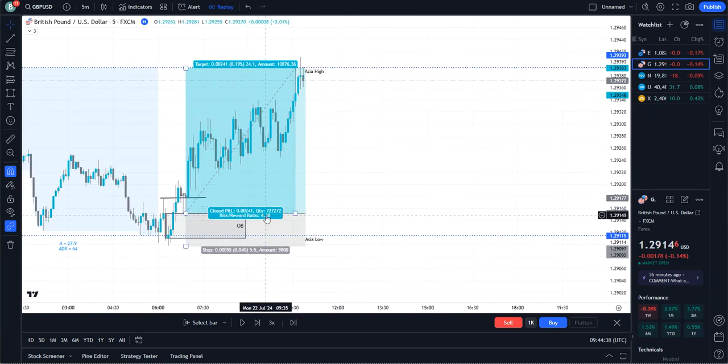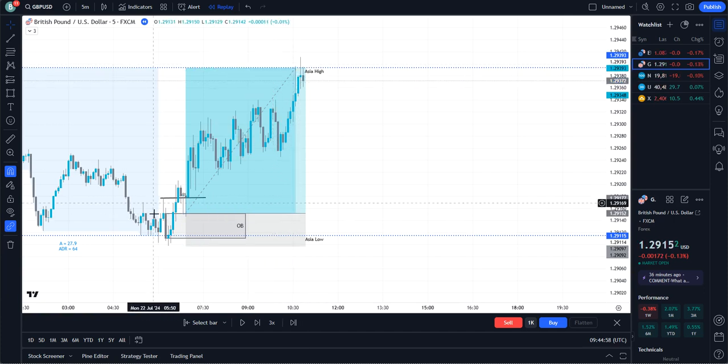So this is a 1 to 4.3 risk to reward, meaning if you're risking $10, you make 43. If you're risking $100, you make 430. And if you're risking $1,000, you're making a lovely 4.3k. $4,300 in the bank for you with a simple trade.